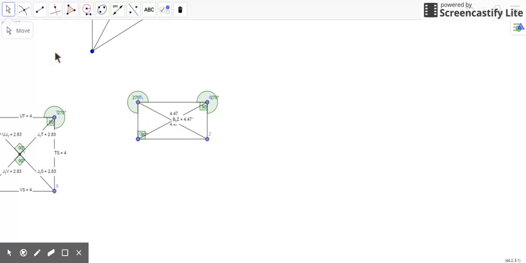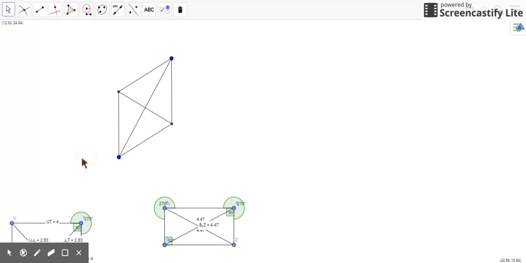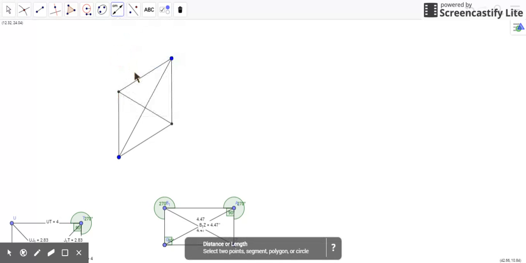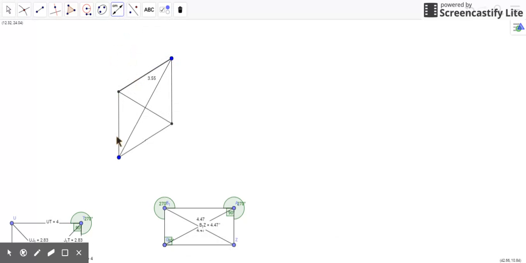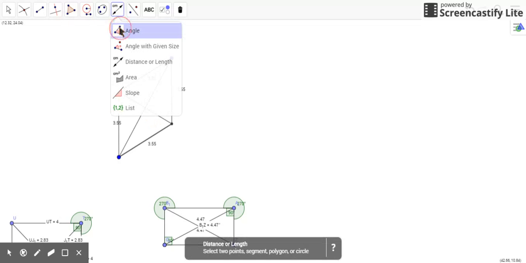Okay, moving on to the rhombus. This is a rhombus, okay? All sides are the same. I'll show you that right now. Okay, they're all congruent. And then all angles are congruent also. Show you that too.